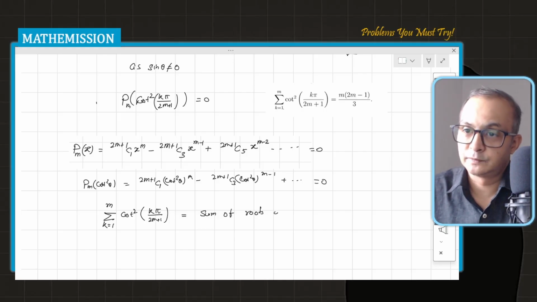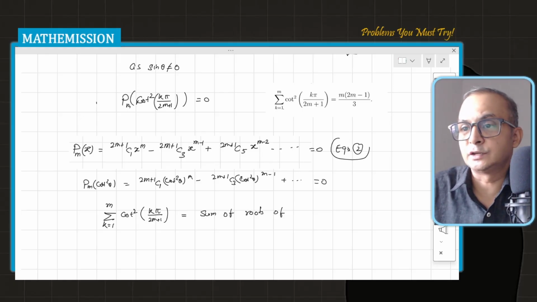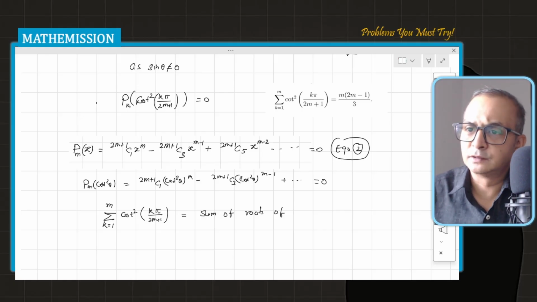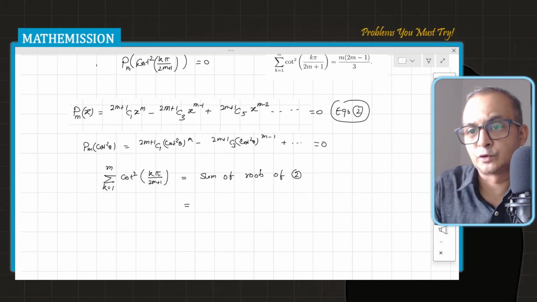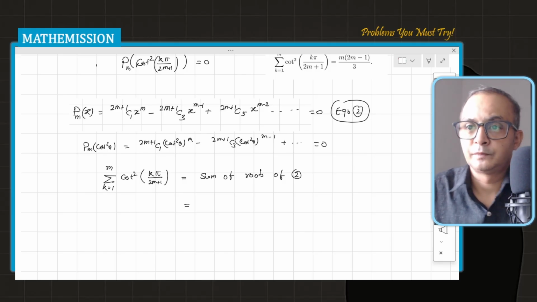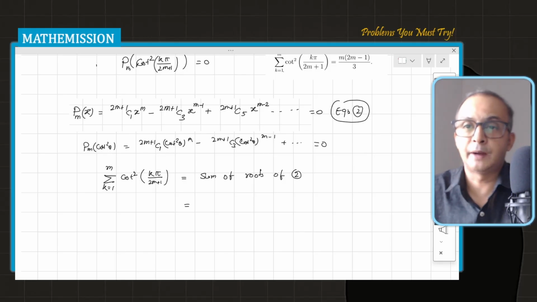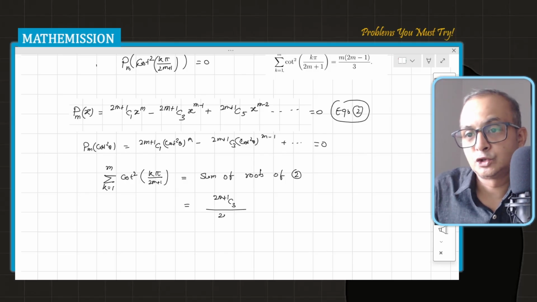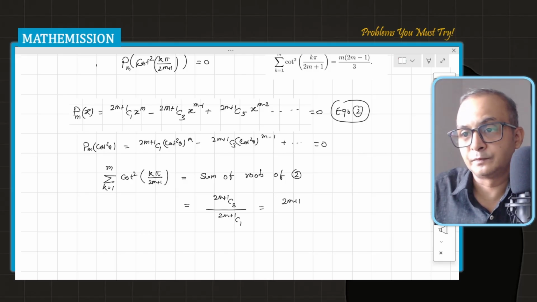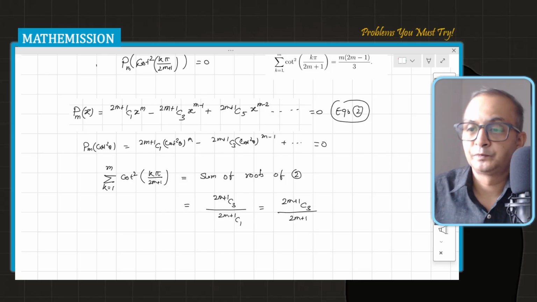of the equation, let's say equation 2 here. So the sum of roots, you know how to find. The sum of roots will be the negative of the second coefficient divided by the first coefficient. So we get here 2m plus 1 c3 divided by 2m plus 1 c1. Let's calculate it. It will give you 2m plus 1 c3 divided by 2m plus 1.